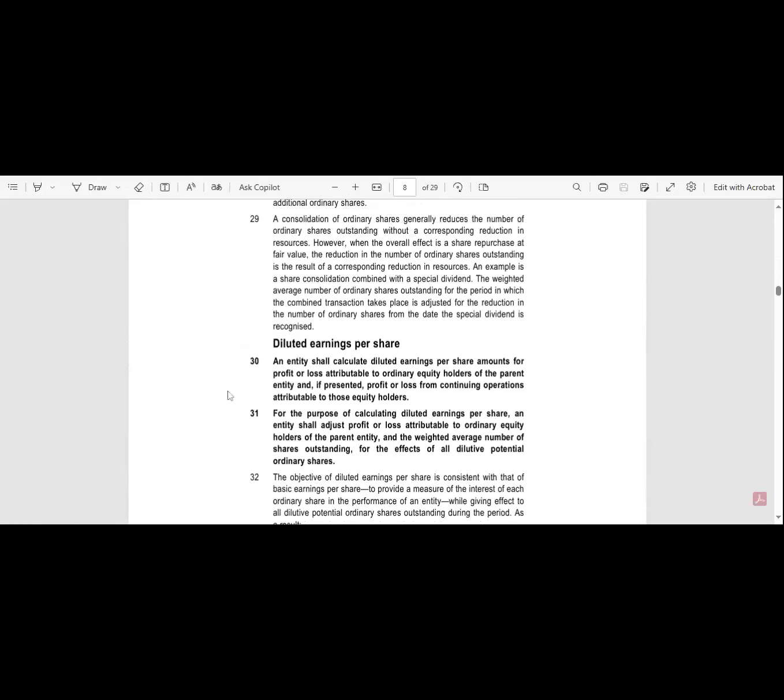If you read here, that is the diluted earning per share. What is meant by that? How can any company calculate that in the financial statements? For that, the guidelines are given here in the Indian Accounting Standard 33. That is, an entity shall calculate the diluted earning per share amounts for the profit or loss attributable to ordinary equity holders of the parent entity, and if presented, profit or loss from continuing operations.